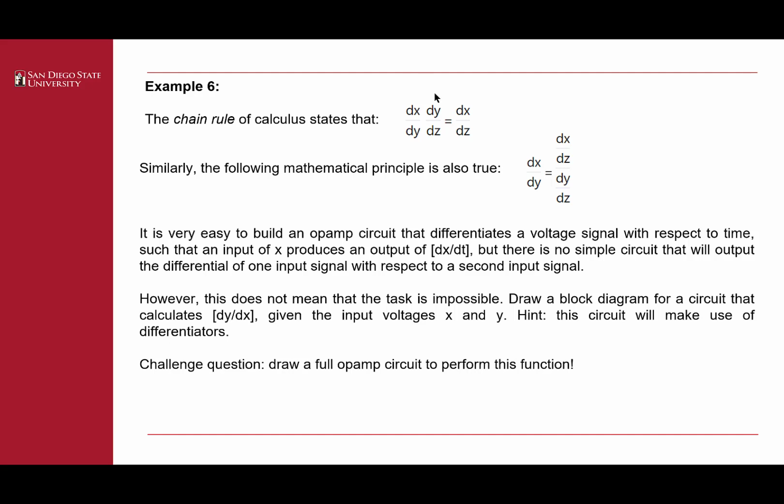So here is the next example. The chain rule of calculus states that dx/dy times dy/dz is equal to dx/dz. It can also be proven in an algebraic way, of course. And similarly, the following mathematical principle is also true: dx/dy equals (dx/dz) over (dy/dz). So it is very easy to build an op-amp circuit that differentiates a voltage signal with respect to time, such that an input of x produces an output of dx/dt.